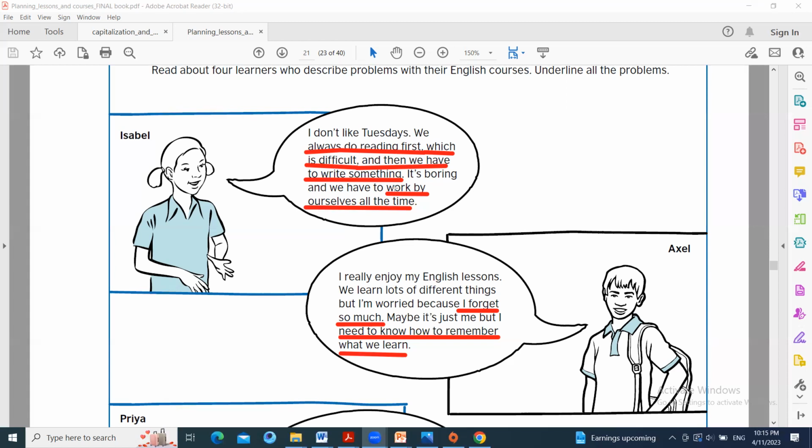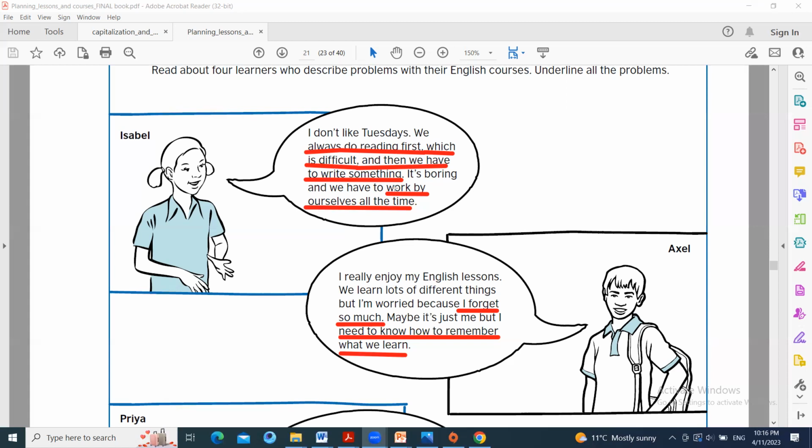However, for learning to become permanent, Axel needs opportunities to recycle what he is learning. So he needs to make some type of recycling. This means he should repeat the same language or skills doing different activities or in different situations so that he can consolidate his learning.